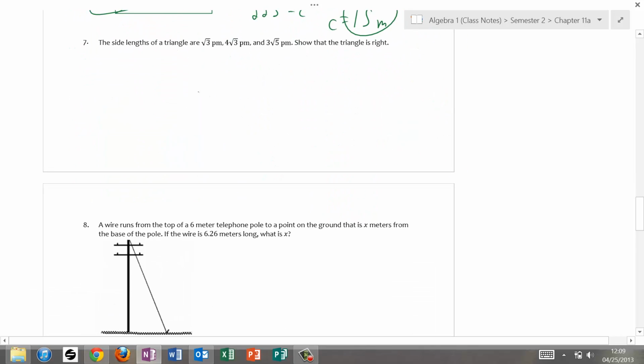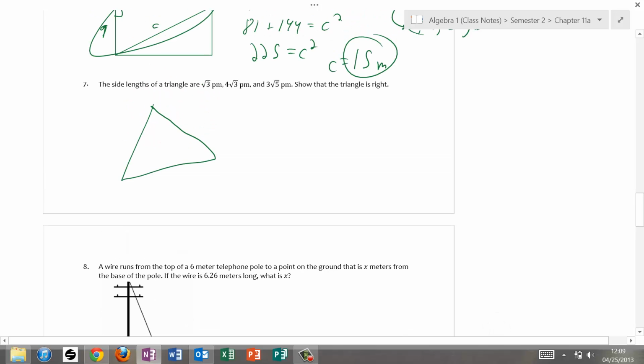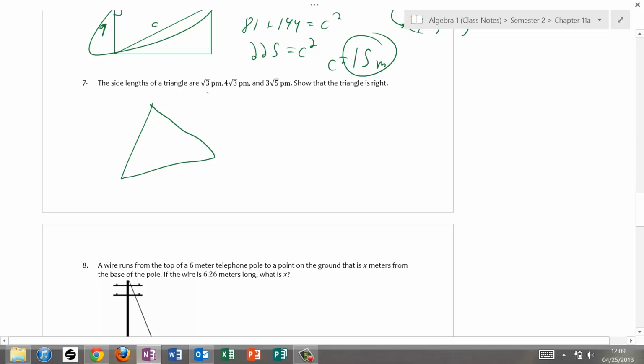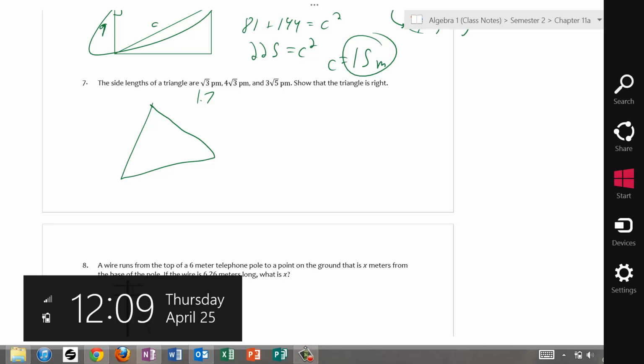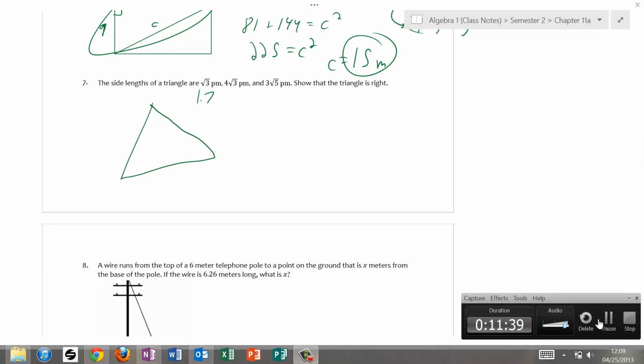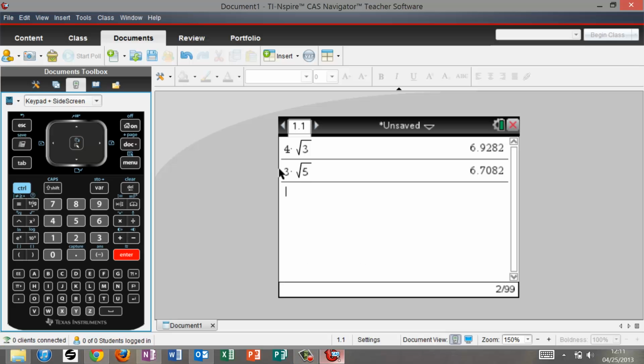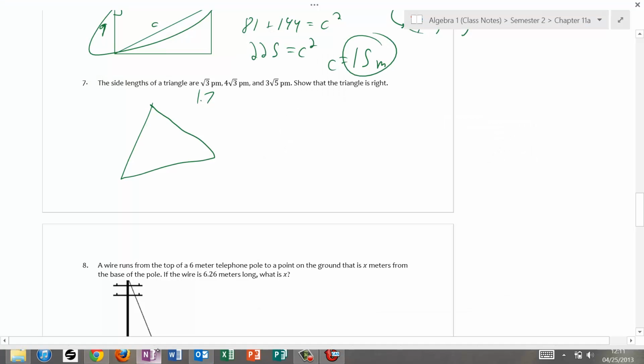Number 7, the side lengths of a triangle are radical 3 picometers, 4 radical 3 picometers, and 3 radical 5 picometers. Show that the triangle is right. First, we have to know which one of these 3 is biggest. Radical 3 is approximately 1.7. 4 radical 3 is like 4 times that. And 3 radical 5 is different. So let's pull out a calculator real quick and see, is 4 radical 3 or 3 radical 5 bigger? So if I pull this up, we can see that 3 radical 5 was smaller than 4 radical 3. 4 radical 3 is the biggest.